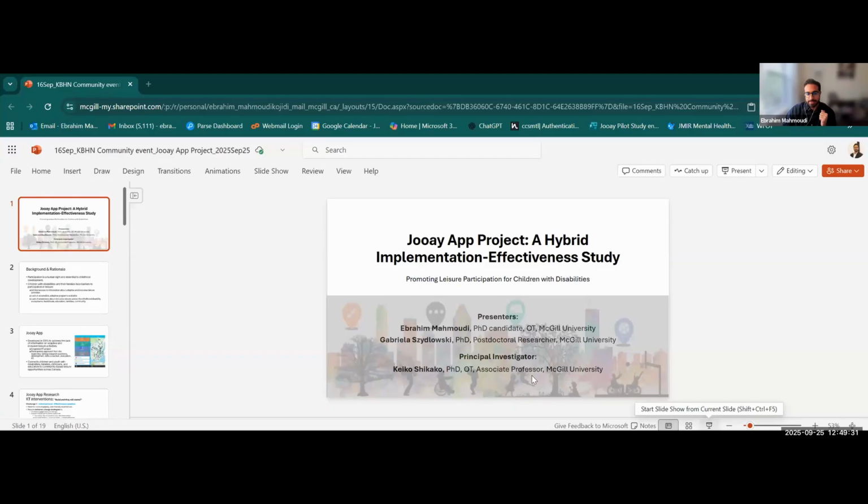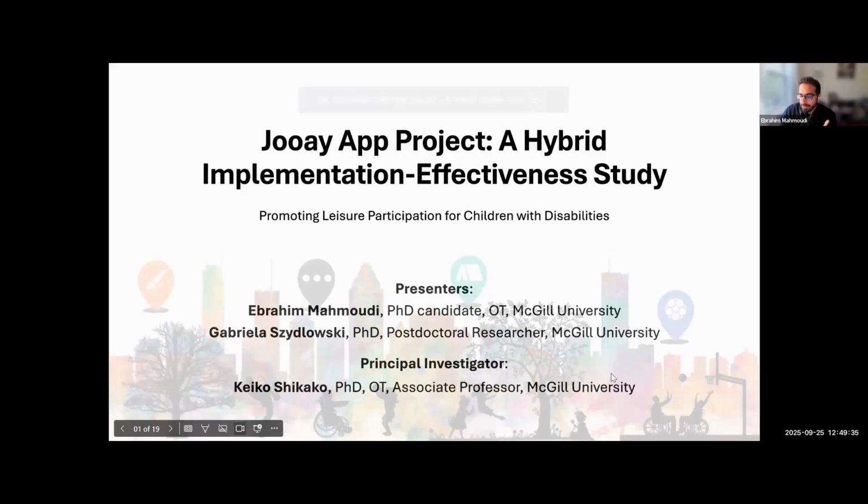Sure. So I'm going to share my screen and let me know if you can see it. Can you see the screen? Yes. Perfect.